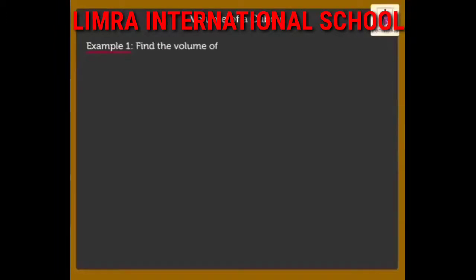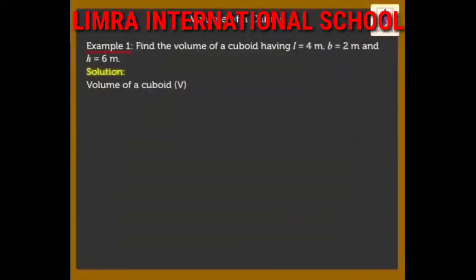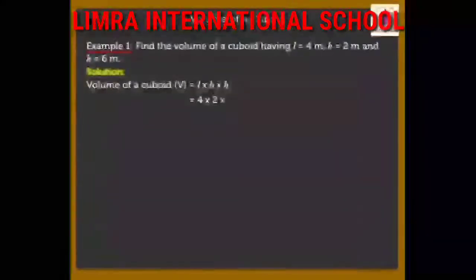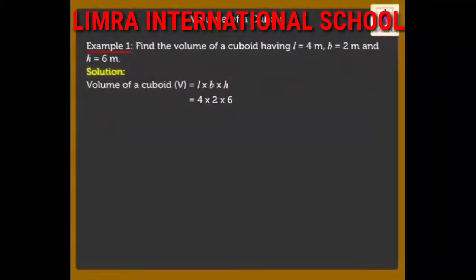Find the volume of a cuboid having length 4 meters, breadth 2 meters and height 6 meters. Volume of a cuboid is equal to length into breadth into height, which is equal to 4 into 2 into 6, which is equal to 48 cubic centimeters. Thus, the volume of the given cuboid is 48 cubic centimeters.